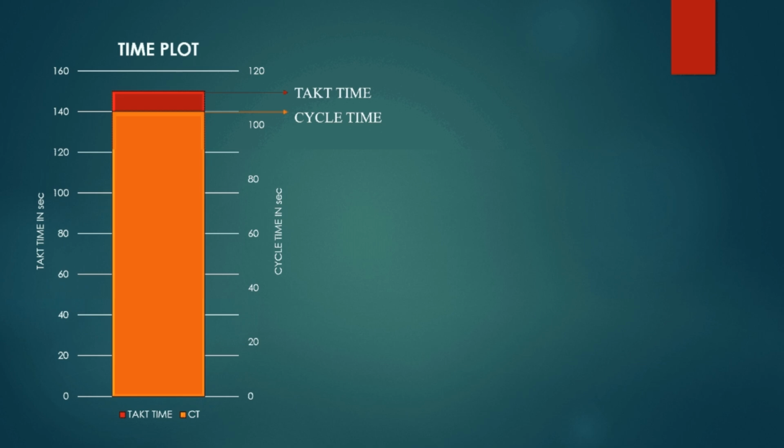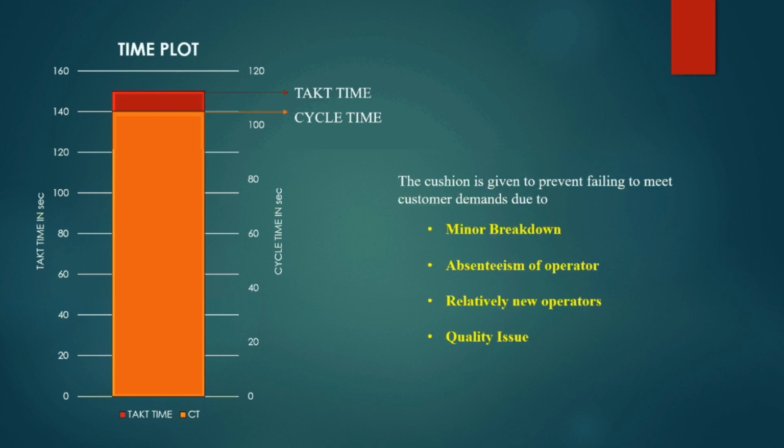So let's see the graphical representation and why this 30% less than the takt time should be followed. The cushion is given to prevent failure of meeting the customer demands due to minor breakdowns, in case your machine has broken down and you need maintenance to come and solve it. So there will be a time loss. If you give a cushion of 30%, that is, if your line is producing 30% faster than what the customer requires, you can match it up towards the end of the day.